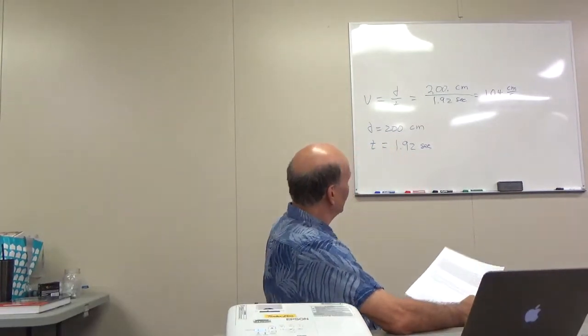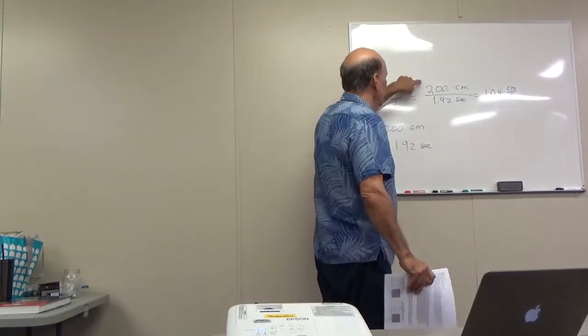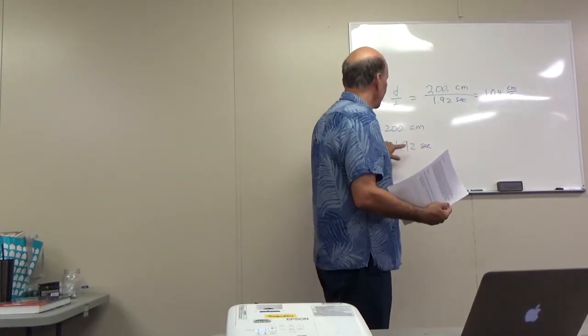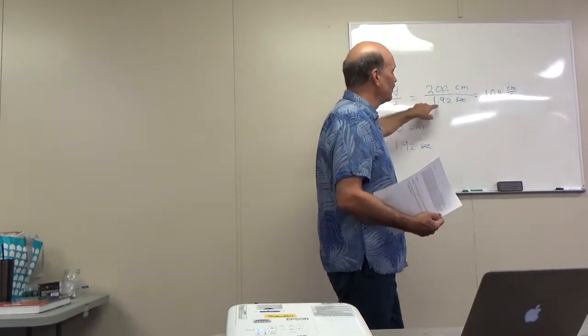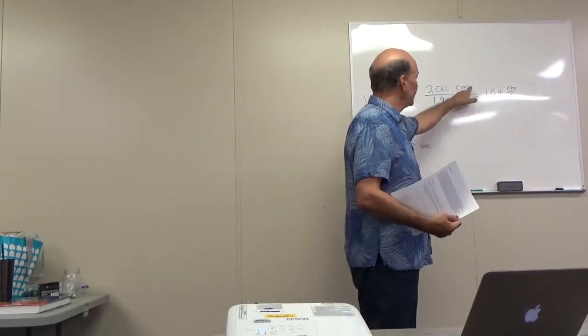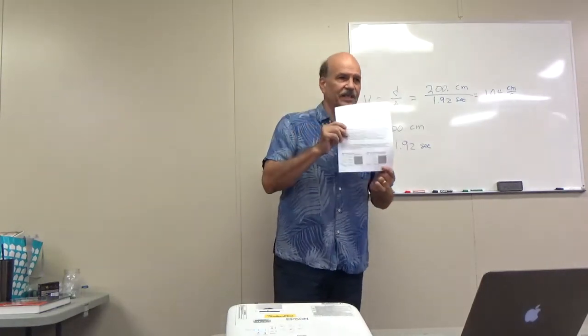So if you read here, it says they used 200 centimeters, which is taller than me. And their average time on this first vertical speed, without, I think, the paperclip, was 1.92 seconds. So velocity is distance divided by time: 200 centimeters divided by 1.92 seconds is 104 centimeters per second, abbreviating seconds with s. They didn't show that work. What they did was divide 200 by 1.92 and 200 by 1.56 to get their 2 values.